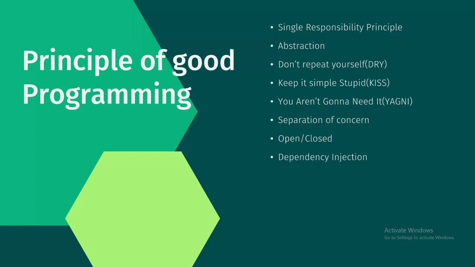First is the single responsibility principle. We have abstraction. We have do not repeat yourself. We have keep it simple, stupid. You aren't gonna need it. Separation of concerns, open and closed principle, and then finally dependency injection. So let's go ahead and look at these different principles one after the other.